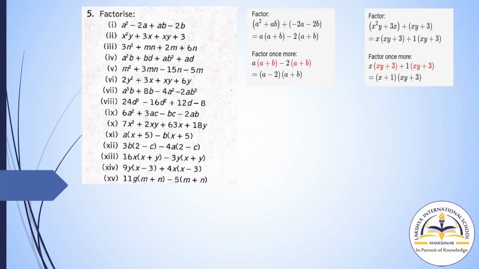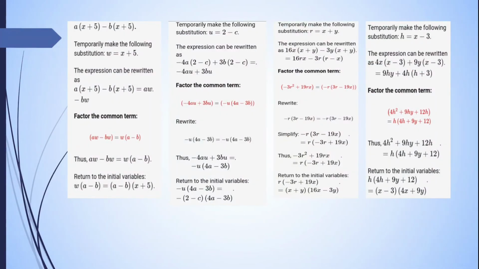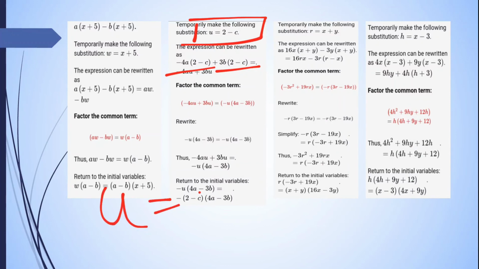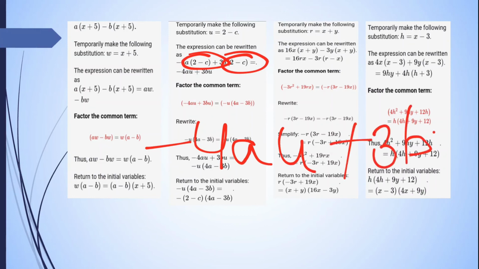Now question number 12. 3b(2 minus c) minus 4a(2 minus c). Now here 3b(2 minus c) and minus 4a(2 minus c). So let us take 2 minus c equals to u. We will consider a variable u which is equal to 2 minus c. Now in the place of 2 minus c, we will write u, 4au plus 3bu.